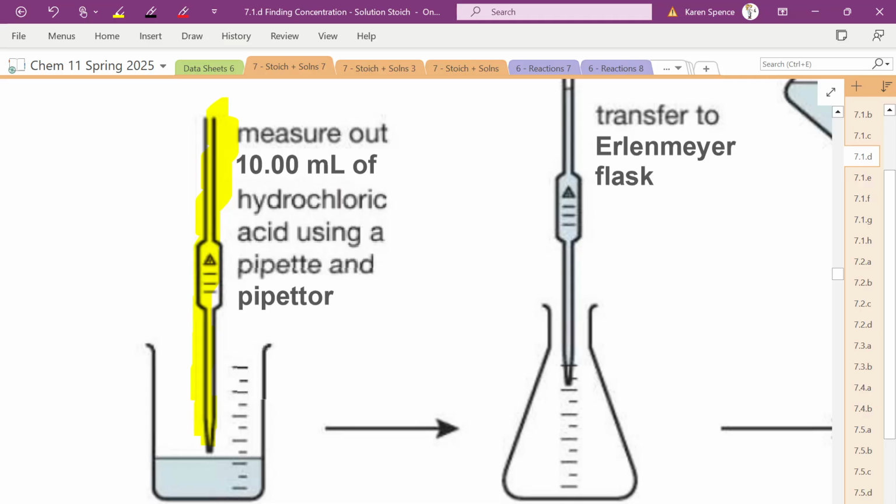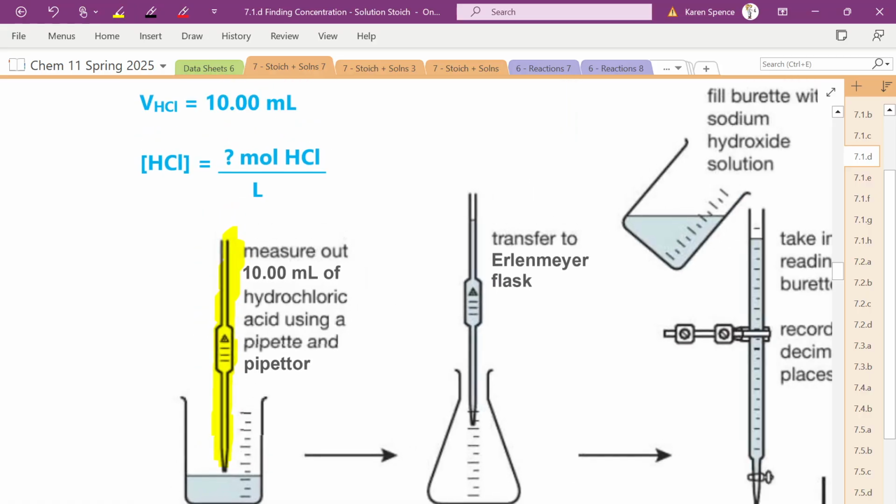Okay, we have a pipette. Have we used a pipette yet? I feel like maybe we have. Yeah, so there's our pipette, and we use a pipetter. Do you guys remember we roll it up? No? Okay, maybe we'll try that today if we have time.